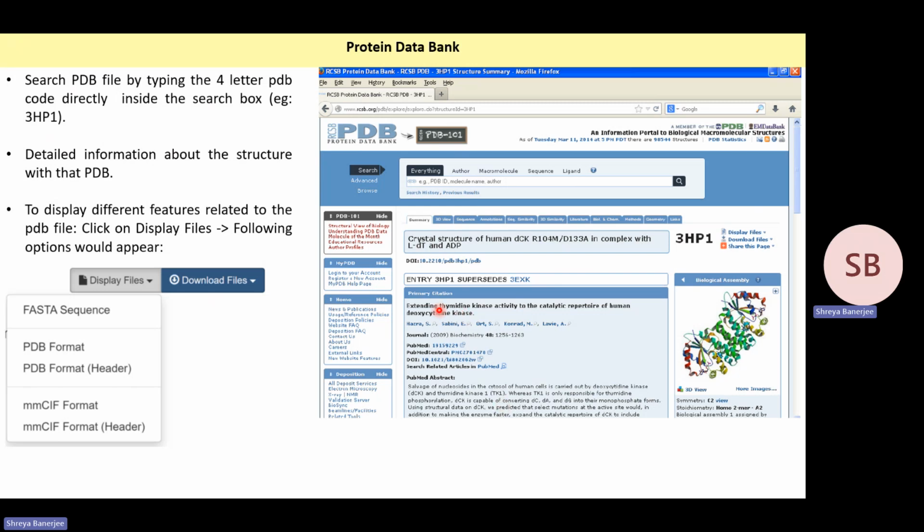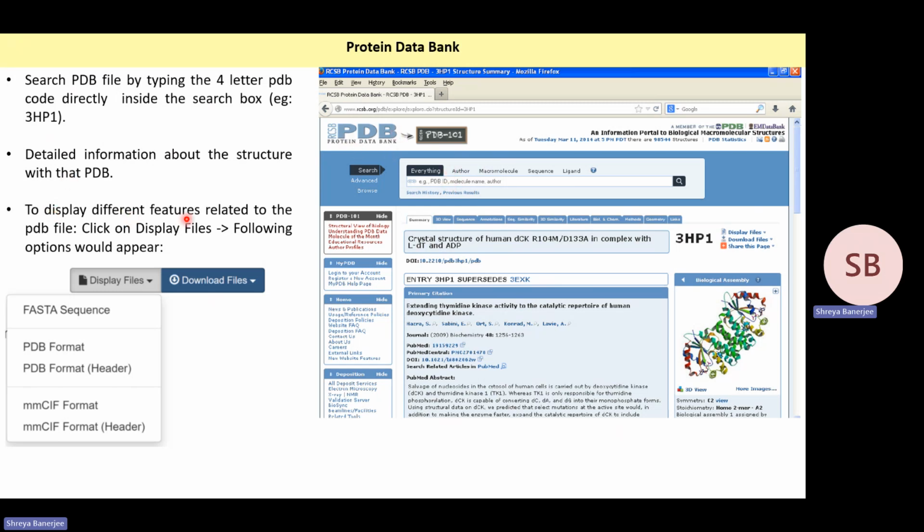It will tell you in which paper this protein has been reported. It will mention the journal of the paper, the DOI, and it will also give you the abstract of the paper, so you can access this paper to find out more about this 3-dimensional structure. It will also tell you that this has C2 symmetry, the stoichiometry, and so on. So different data about the structure can be accessed in the Protein Data Bank.